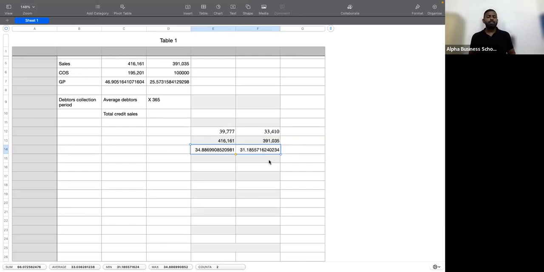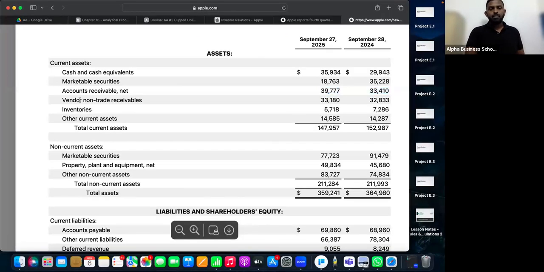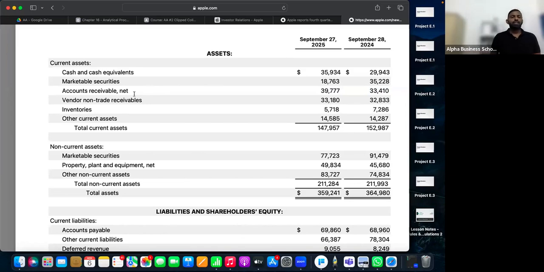So the next step is talking to the credit controller, the manager who is in charge of debts or credits, asking, hey guys, what happened? Why are you taking more time to recover money from Apple's customers? If we continue like that, vendor non-trade receivables are there. From the non-trade vendors also, Apple has to take some money. Sometimes non-trades may be from some government authorities or something, they may have to receive some money.